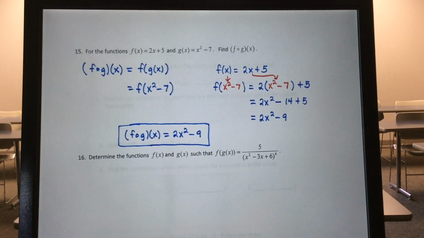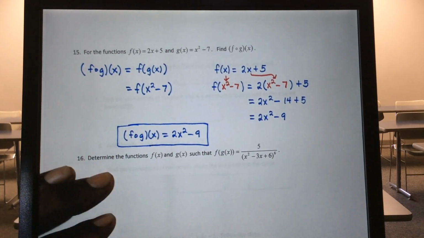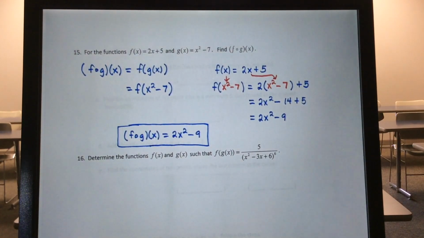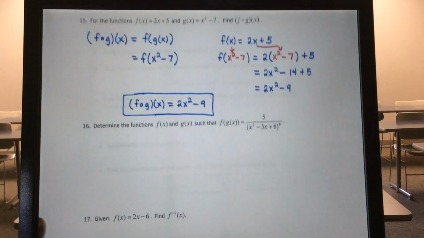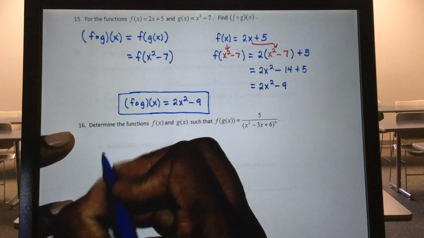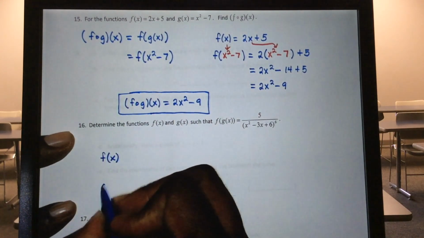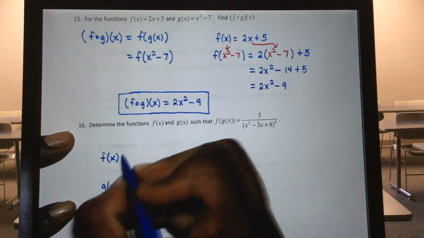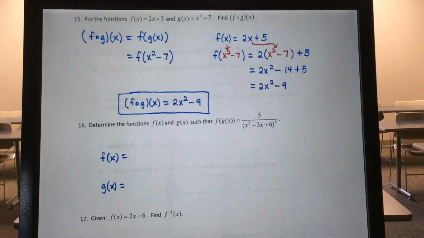Here, this is what the composition of two functions is. That's problem number 15. Now, problem number 16 we're going to be decomposing this particular composed function. Here we want to find out the functions f of x and g of x so that the composition of f with g of x is equal to 5 divided by the quantity x squared minus 3x plus 6 raised to the 6th power.